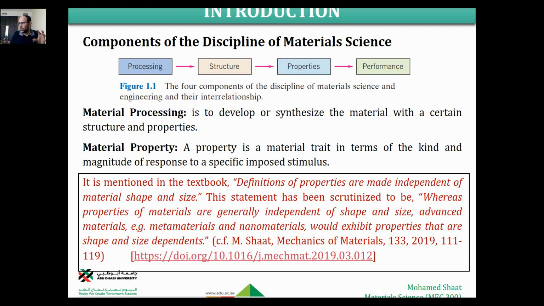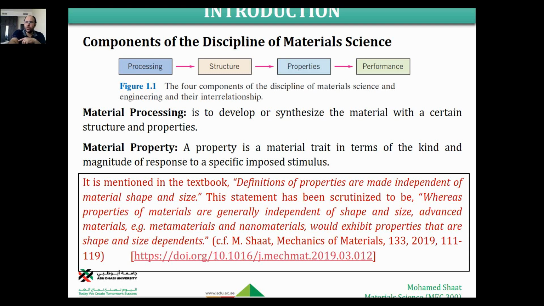All the time the structure is related to the material properties, as I mentioned. So material processing, simply processing, means to produce, to manufacture, to develop, to synthesize a new material or an existing material with a certain structure and properties. This is the meaning of material processing, just to produce the material. But what about the material properties?